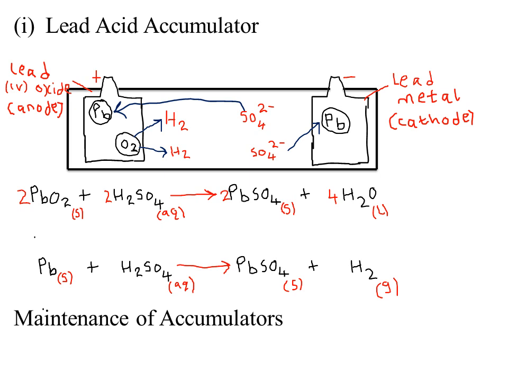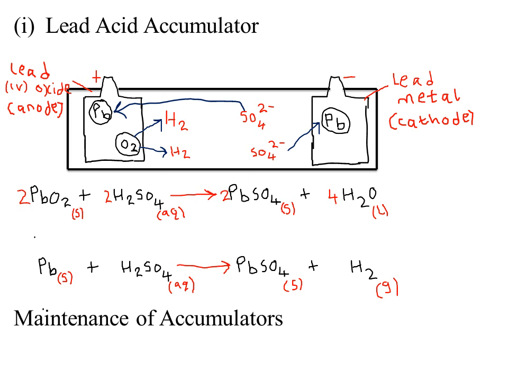So the second way of maintaining accumulators is to ensure that the accumulator is recharged when the EMF of the cell drops below 1.8 volts and when the relative density of the acid falls below 1.12. Then the relative density of the acid is measured using a hydrometer. So we use an instrument called a hydrometer to measure the relative density of the acid. We'll discuss that in another topic in Form 4, on applications of flotation and sinking. That's where we look at the functions and the features of a hydrometer.